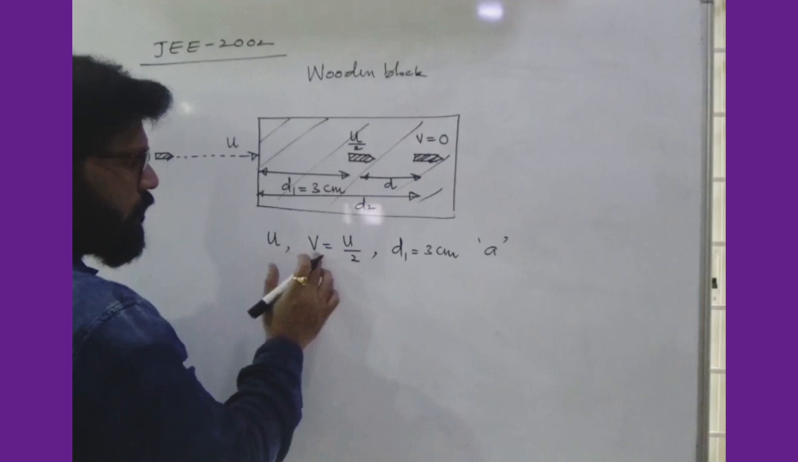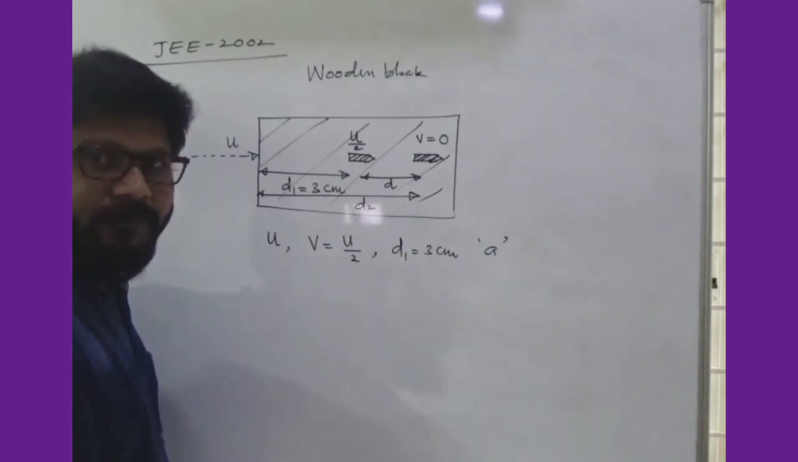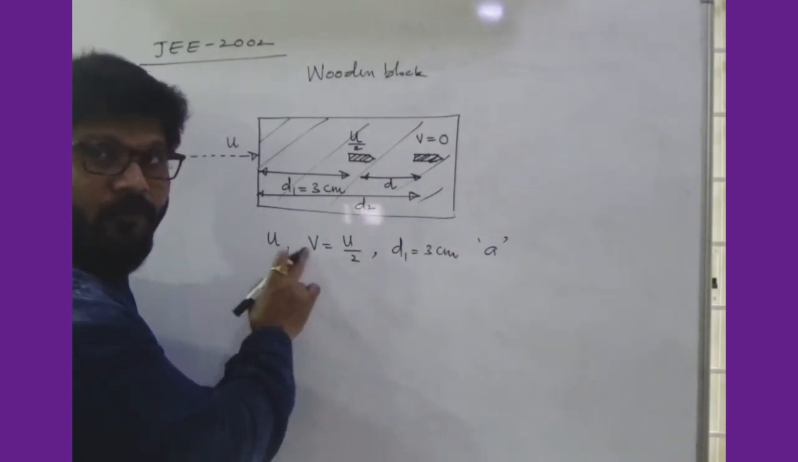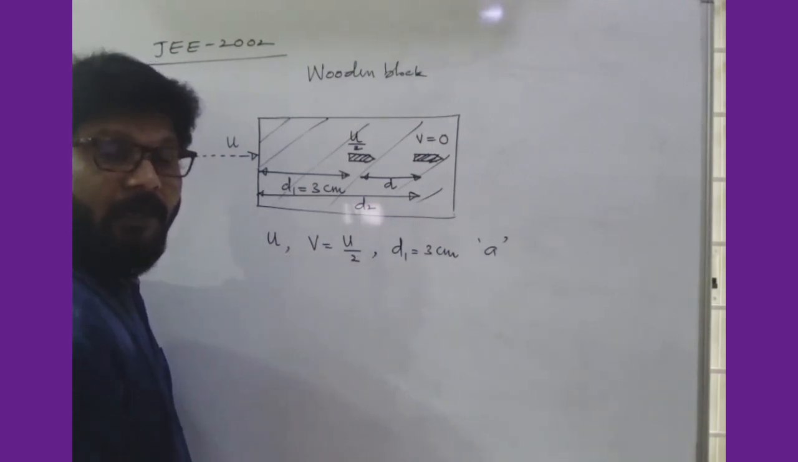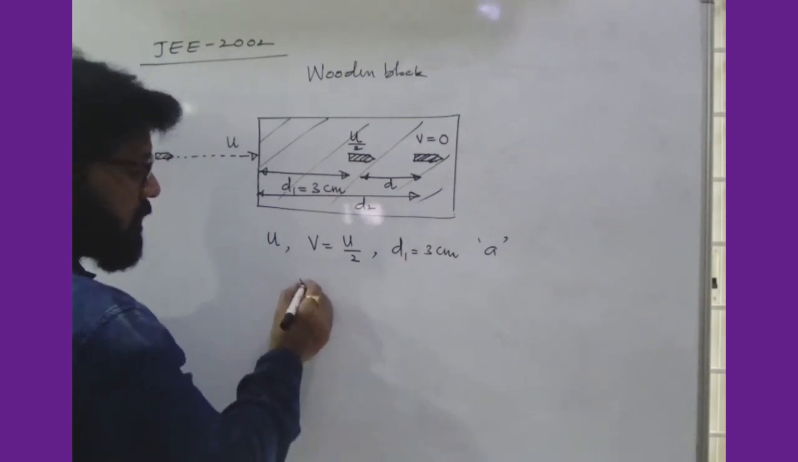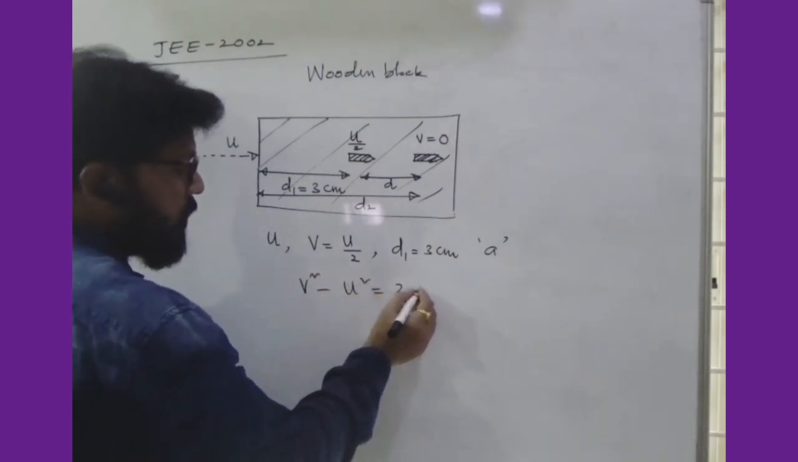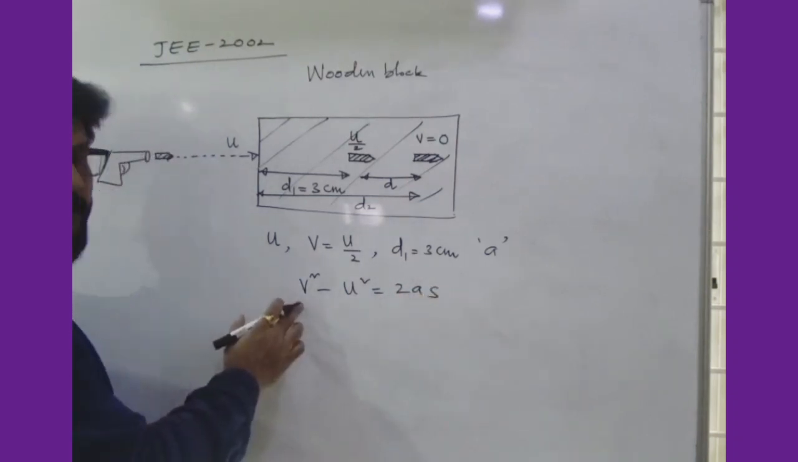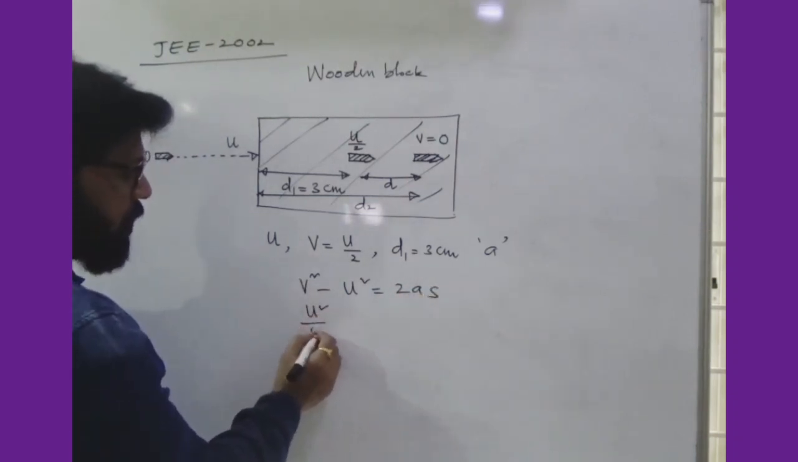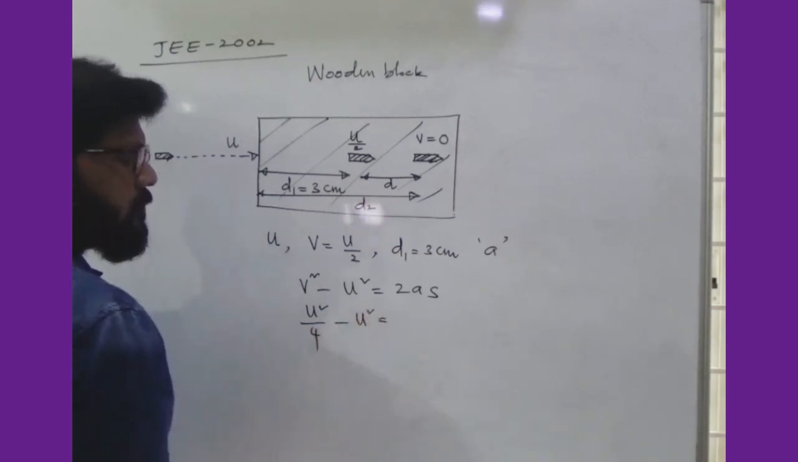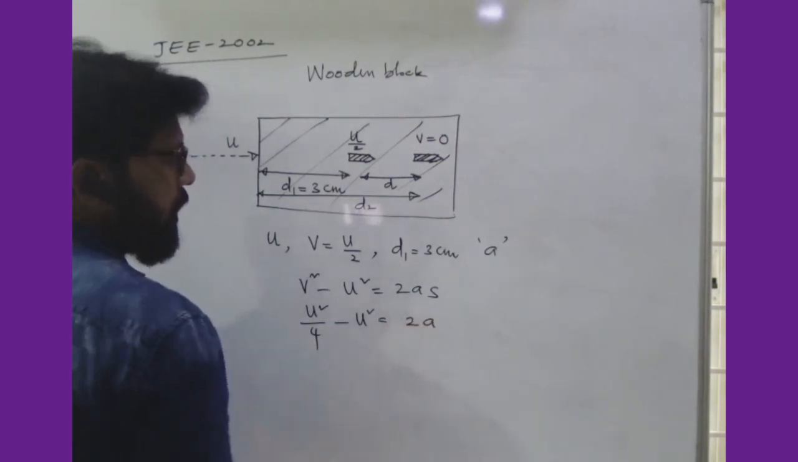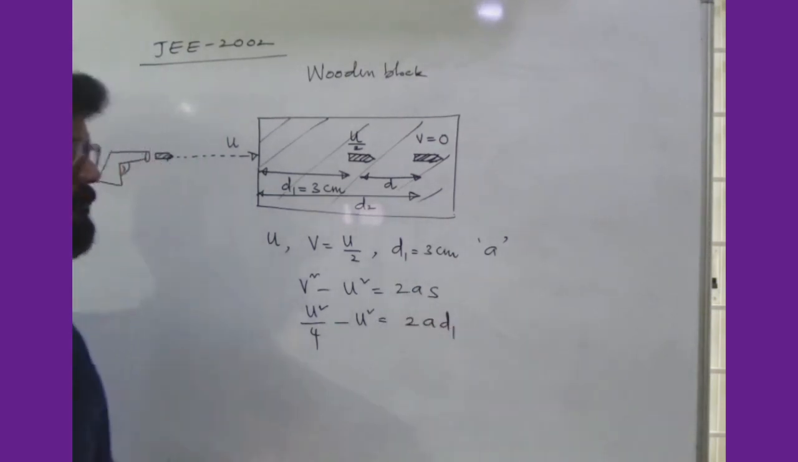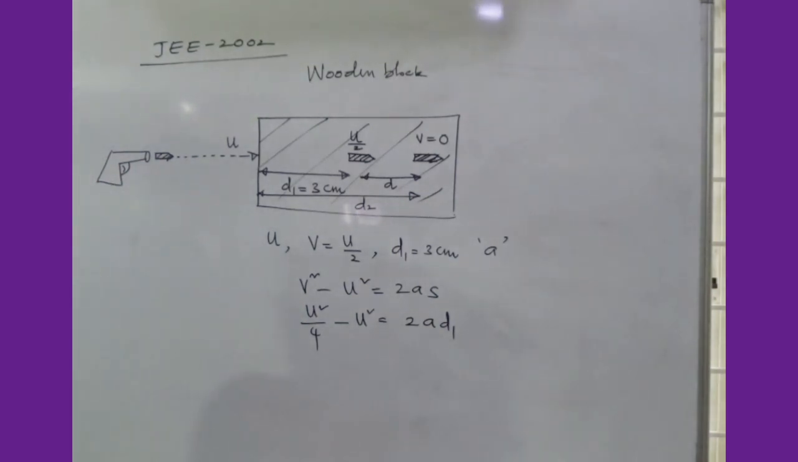Now I can use u, v, d, and a. Which formula do I have to use? V square minus u square is equal to 2a into s, right? V square means u square by 4, minus u square as it is, okay? Retardation, of course you can keep it like that, 2 into a into d1. This is nothing but d1. Is it clear, that one? All of you? Yes or no?